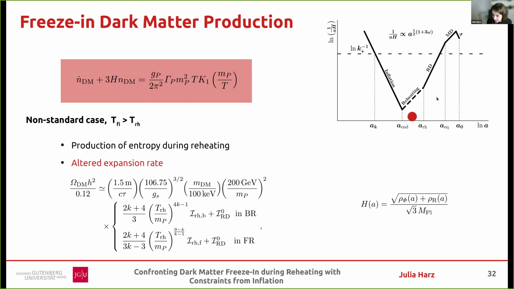If I have the freeze-in in radiation domination, then I would only get this part of the integral, so this here would not impact the relic abundance. But now, as we have this additional phase between the end of inflation and this reheating phase, there is a contribution depending on the ratio of the reheating temperature and the parent particle mass.